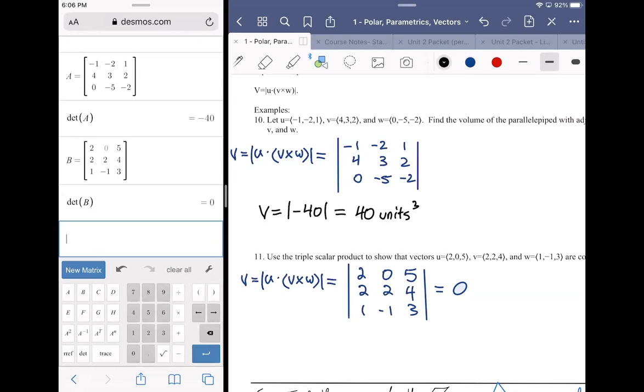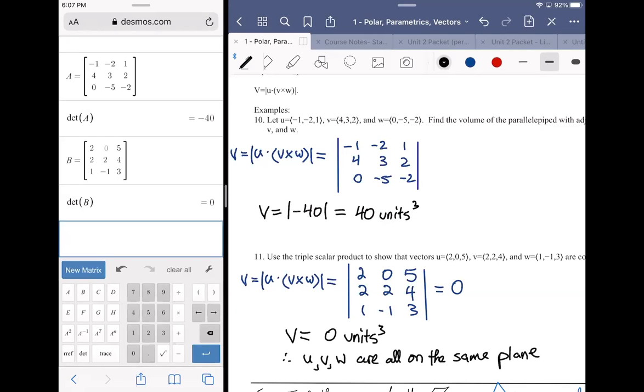I guess I could live with that and shade it in, but I guess I can't live with that. So let me clean it up. 0. So the volume would be equal to 0 cubic units, which means that this is not really going to be a three-dimensional figure, which means that they're all living on the same plane. So therefore, U, V, and W are all on the same plane. Ergo, coplanar.